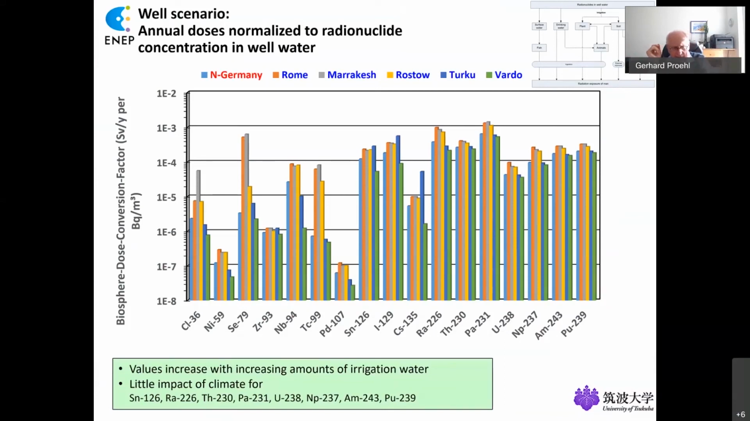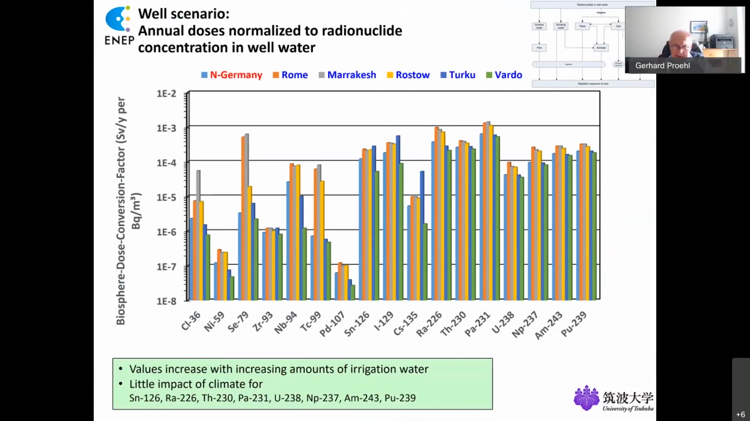We also see little impact of climate for tin-126, radium-226, thorium-230, protactinium-234, etc., where you see very little, or relatively little, difference between the different sites. Whereas you see a lot of difference for selenium, or for chlorine and for technetium.